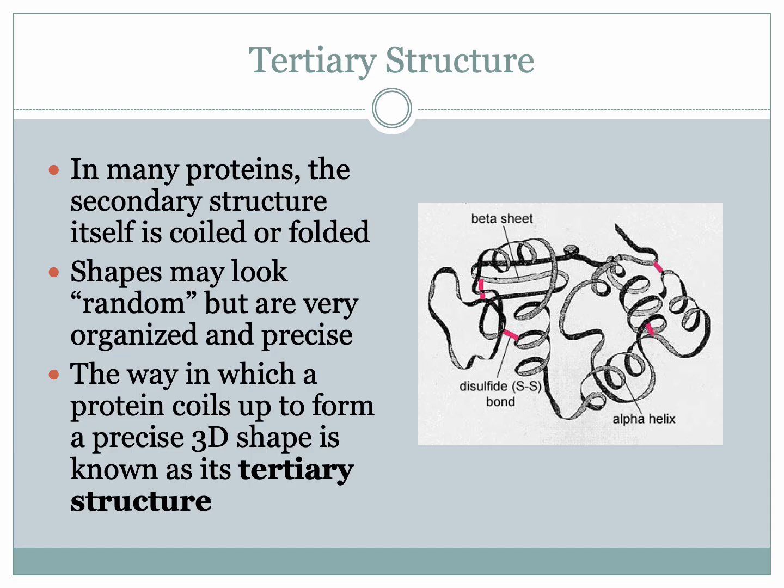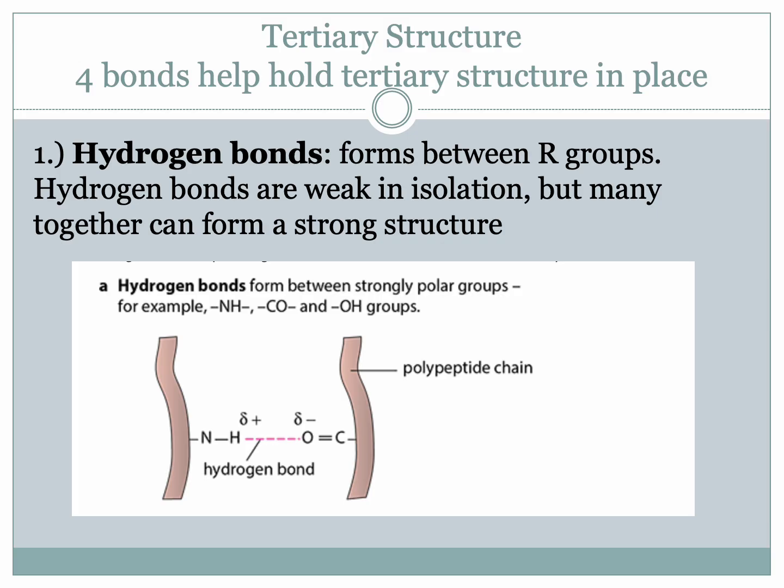In many proteins, the secondary structure itself is coiled or folded. Shapes may look random, but they are very organized and precise. The way in which a protein coils up to form a precise 3D shape is known as its tertiary structure. There are 4 bonds to hold tertiary structures in place, and you guys need to know all 4 of these.